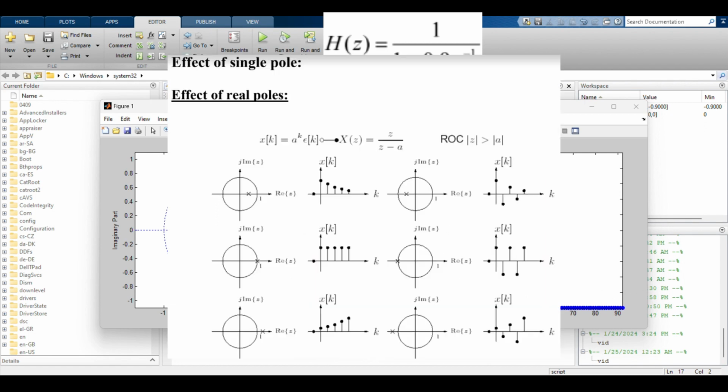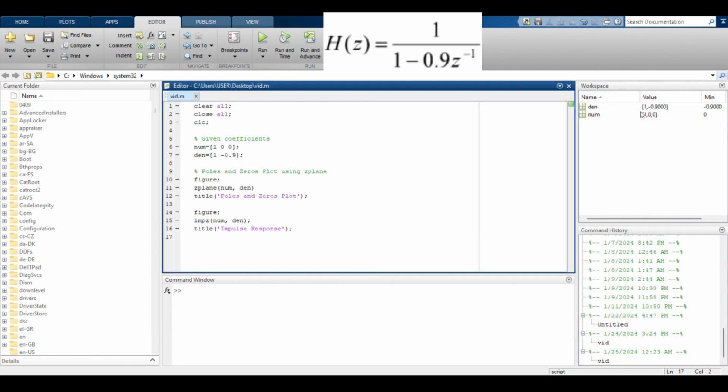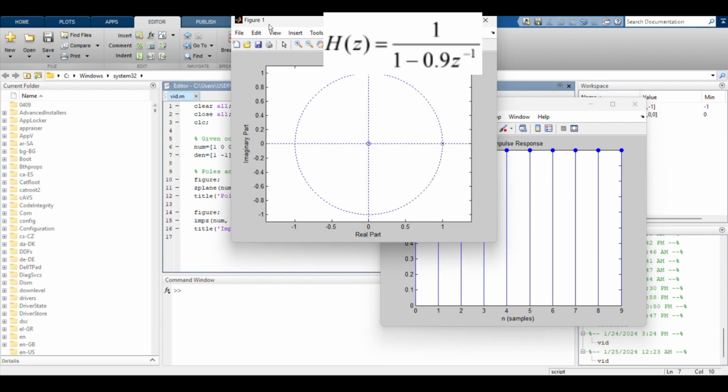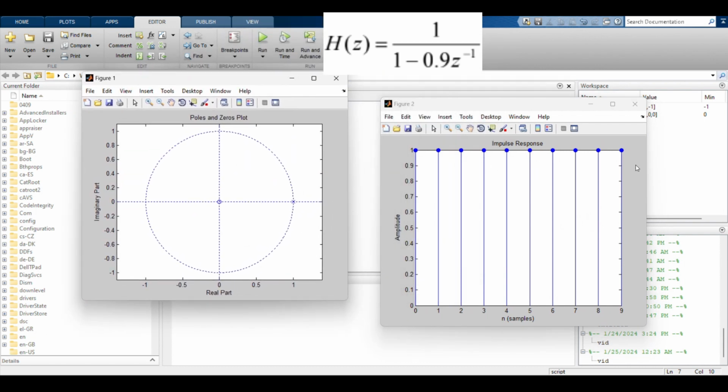Now if we change the pole location from 0.9 to 1 and hit run, we can see that it neither decays nor rises. It's just a constant. That means it is neither stable nor unstable. It's just a constant graph.